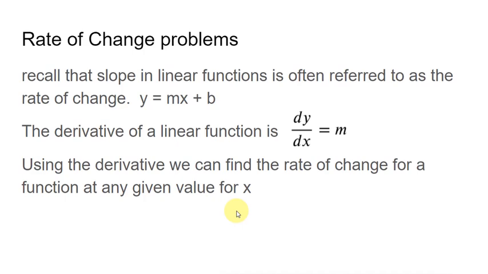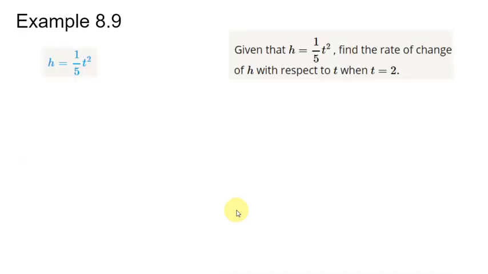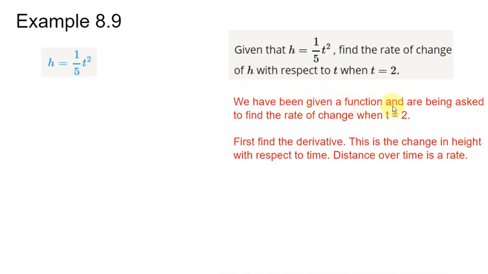So let's look at the problem. A couple examples. In this first one, h is equal to 1/5 t squared. Now let's find the rate of change of h with respect to t when t equals 2. So basically what I'm going to do is find the derivative of this function, and then I'm going to substitute 2 into it.